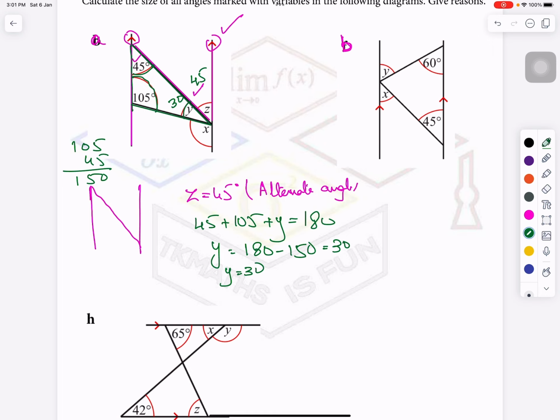Why is it easy? Because we know a straight line makes 180 degree. So if we know two angles, the third angle is easy to find. I will simply do 45 plus 30 plus x equals to 180. And the way I have solved above, I will solve and get the answer. Let's see part B.